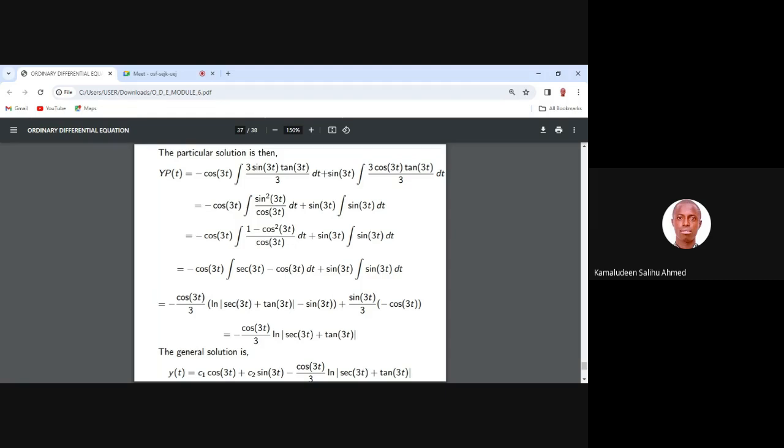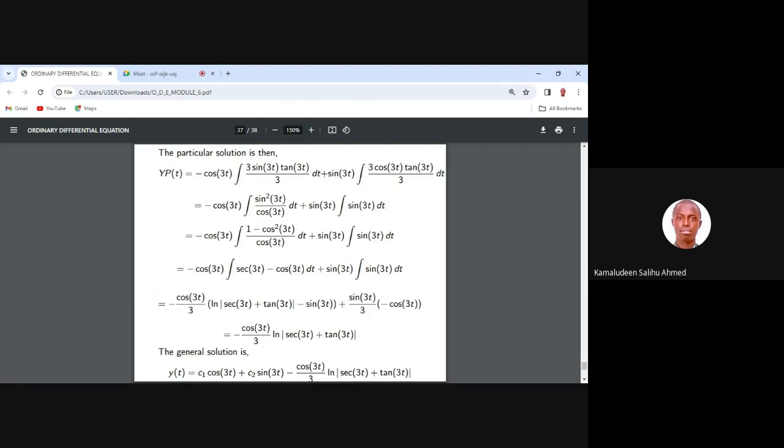So just follow the step. You first of all change this tan 3t to sine 3t over cos 3t. Then that sine times sine will give you this square here, where the 3 and 3 will cancel away each other. So we have 1 minus cos square 3t over cos 3t. You can write it in that way: 1 minus cos square 3t all over cos 3t.